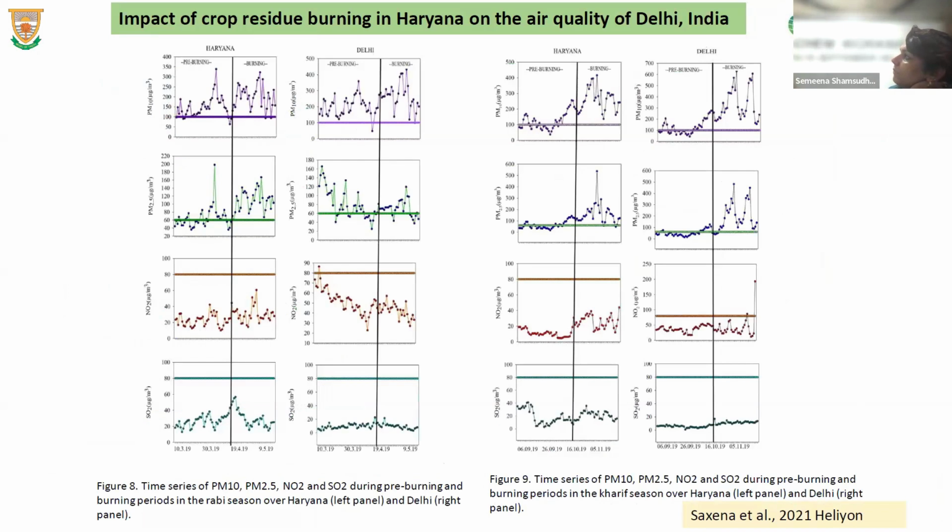If we see the time series of PM10, PM2.5, NO2 and SO2, mostly the PM10 and PM2.5 were crossing the permissible limits in the burning season, both in Haryana and Delhi. And the NO2 and SO2 concentrations are under the permissible limits. Moreover, the PM2.5 and NO2 concentrations were found to be very high during the Rabi season. You can see in the Rabi burning period, around March and April, the signatures of high concentrations of PM10 and PM2.5 were seen. And in the Kharif season also, the concentrations of PM10 and PM2.5 were seen.